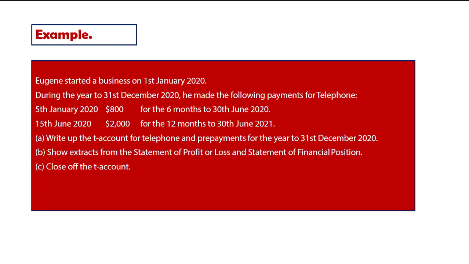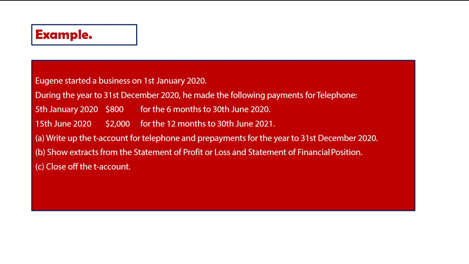The second payment made on 15th June 2020 of $2,000 spans a 12-month period to 30th June 2021. A 12-month period ending on 30th June 2021 is supposed to begin on 1st July 2020. It means that only half of this expenditure will relate to the period in question, the period of 1st January to 31st December 2020. It means the other half will be a prepayment. A. Write up the T account for telephone and prepayment for the year to 31st December 2020. B. Show the extract from the statement of profit or loss and statement of financial position. C. Close off the account.